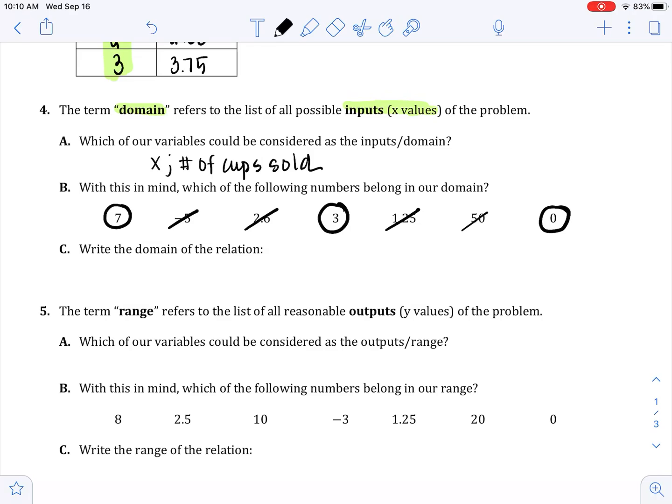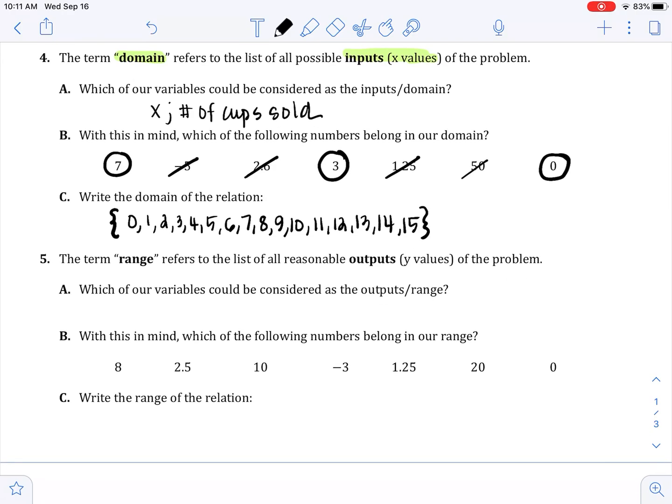So when we're writing our domain and it's a list, what you're going to use is a curly bracket. A curly bracket looks like that. You're going to put the lowest amount, which is 0, comma, and then you're going to list all possibilities in between that. So she can sell 1 cup, 2, 3, 4, 5, 6, 7, 8, 9, 10, 11, 12, 13, 14, or 15 cups, and then you're going to end it with a curly bracket. Now you might be saying, is there a shortcut way of writing that? There is a shortcut way. Let me show you the acceptable shortcut way. So you can't make up your own shortcut.